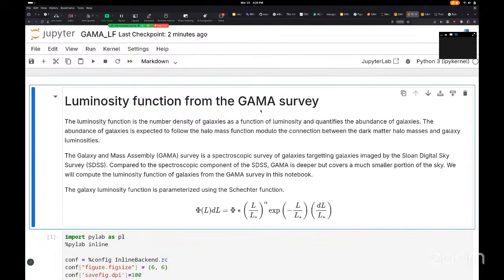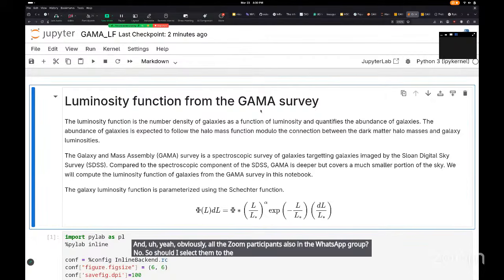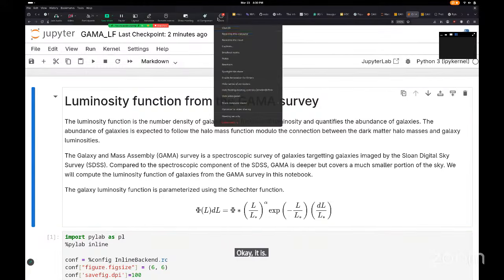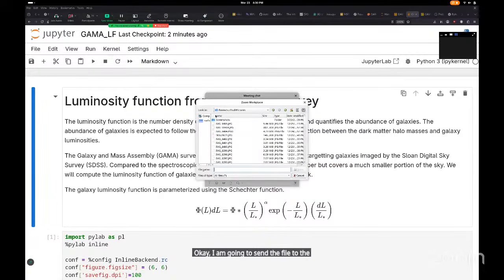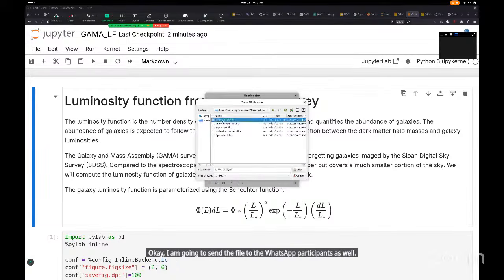And Priya, are the Zoom participants also in the WhatsApp group? I don't think WhatsApp allows 600. This is only the offline. Okay, I am going to send the file to the Zoom participants as well.